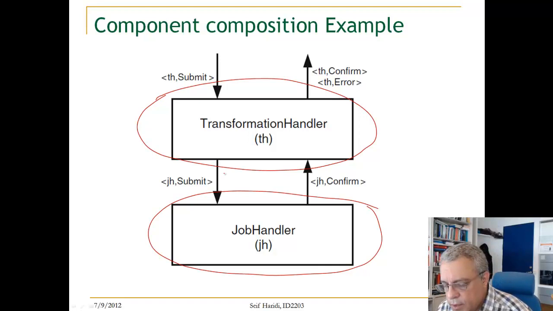Sometimes it fails to transform the job, and if it does, then it will trigger an error event, saying this job cannot be transformed. Okay. If it succeeds, it will submit the job to the job handler, and we know from the specification of the job handler that it will eventually confirm that. So we never have a job submitted that is not confirmed, but some jobs will never be submitted. During the transformation, there might exist an error.